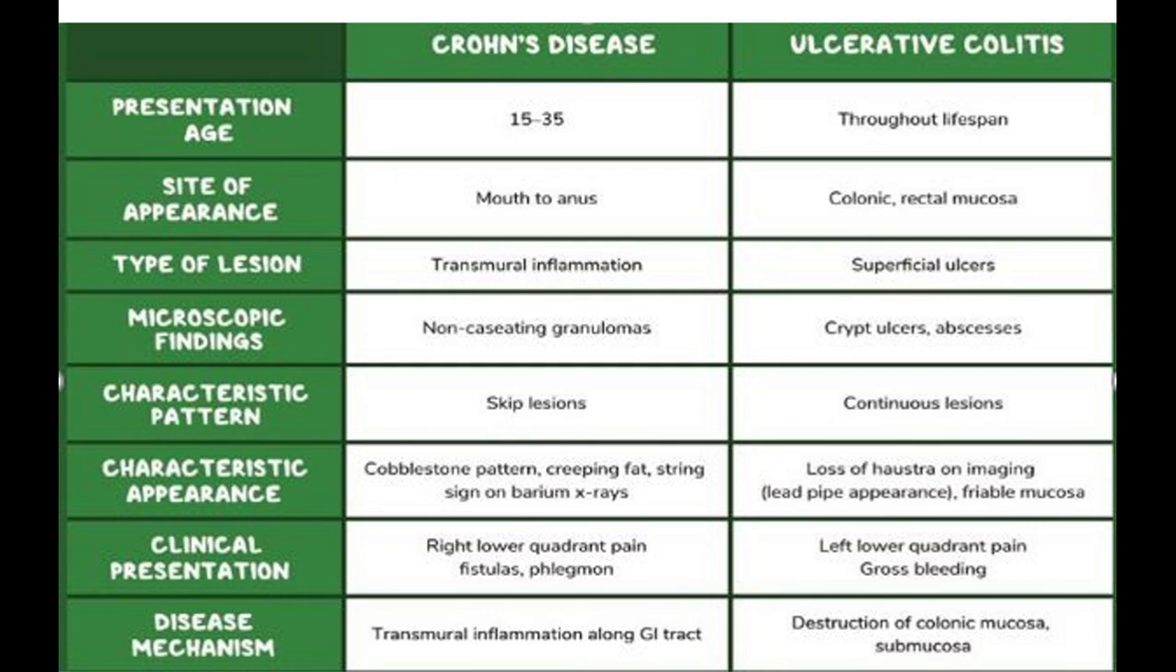The appearance: cobblestone pattern is a feature of Crohn's, and creeping fat, string sign on X-ray. Loss of haustration or lead pipe appearance, and friable atrophic mucosa in ulcerative colitis. Clinically, the patient with Crohn's disease can present with right lower quadrant pain, fistula, and fissuring. Left lower quadrant pain is a clinical presentation of ulcerative colitis with evident bleeding per rectum. Transmural inflammation along the gastrointestinal tract in Crohn's, and inflammation and destruction of the colonic mucosa and submucosa in ulcerative colitis.